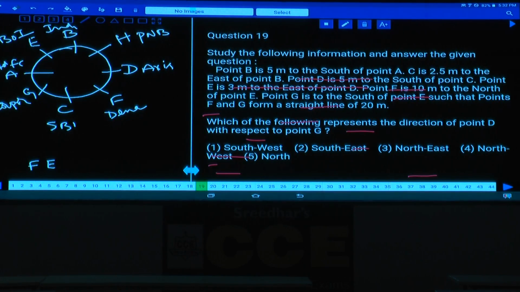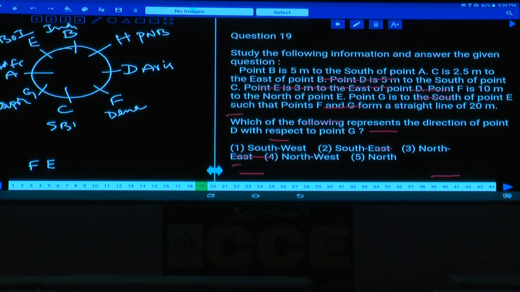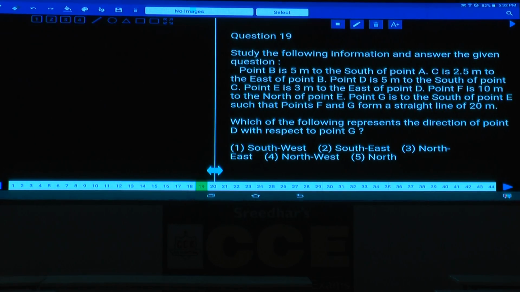Now question number 19. Point B is 5 meters to the south of point A. If you take A at this place, B is 5 meters to the south. C is 2.5 meters to the east of B. What is the distance here? 2.5 meters.